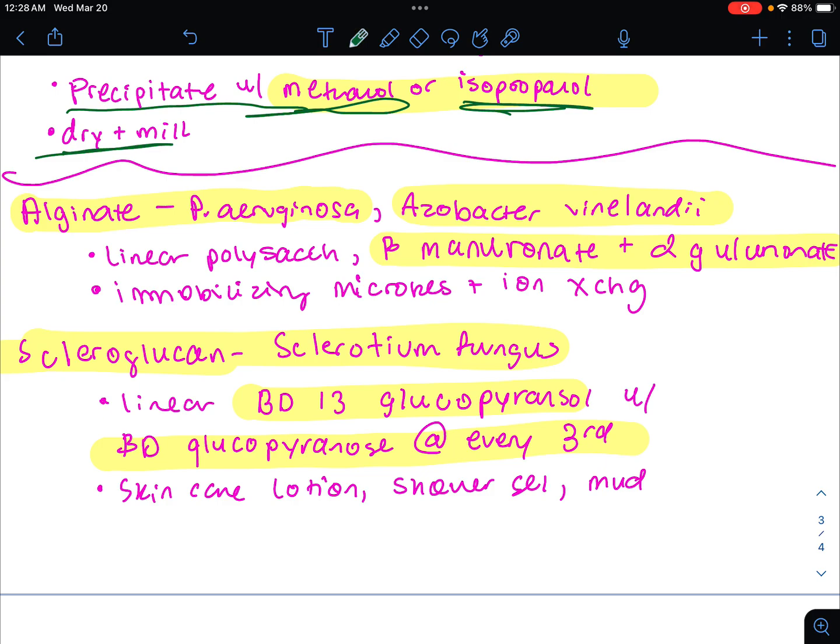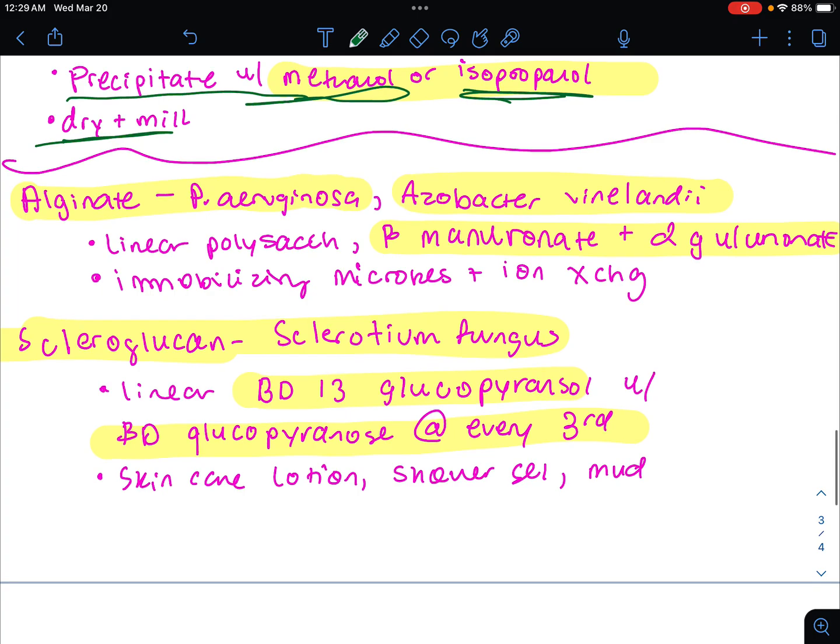Azotobacter, that's interesting. Okay, so this is a linear polysaccharide of these homopolymeric blocks of D-mannuronate and alpha-L-guluronate. And this is going to be used for immobilizing microbes, as an ion exchange agent, I should say.